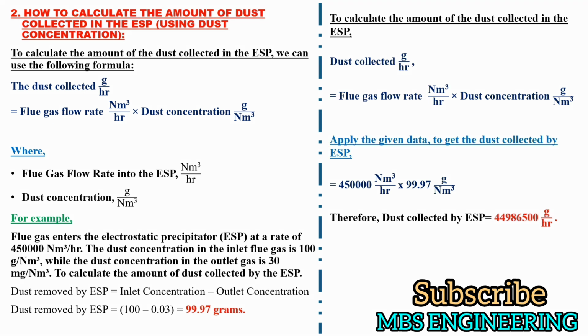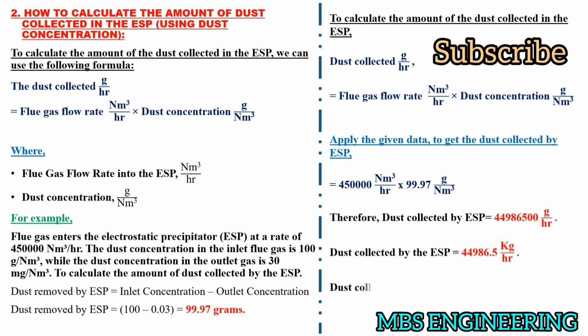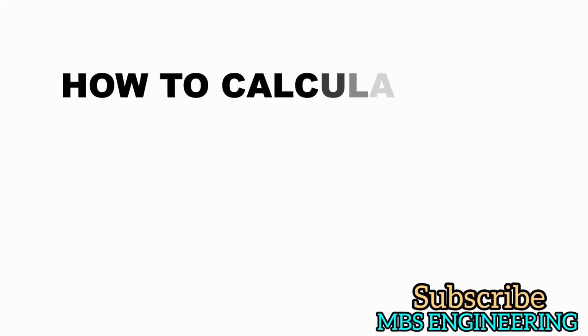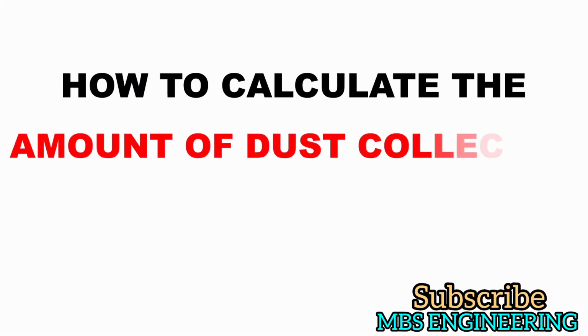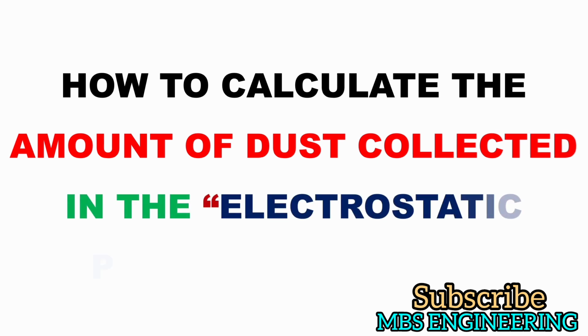4,49,86,500 gram per hour. It is further simplified. The dust collected by the ESP, 44,986.5 kilogram per hour. It is further simplified. The dust collected by the ESP is 44.9865 tons per hour. I hope everyone understands how to calculate the amount of dust collected in the electrostatic precipitator, ESP.